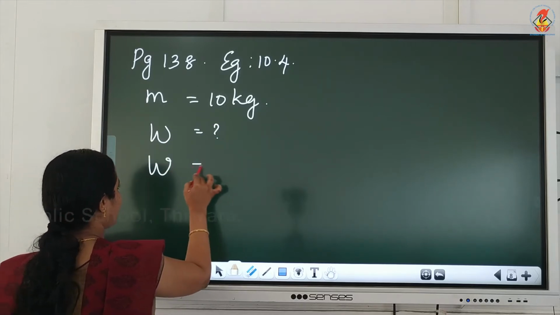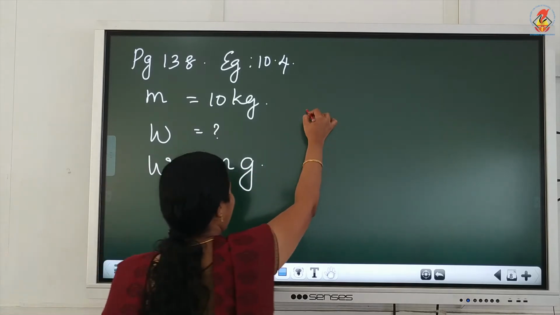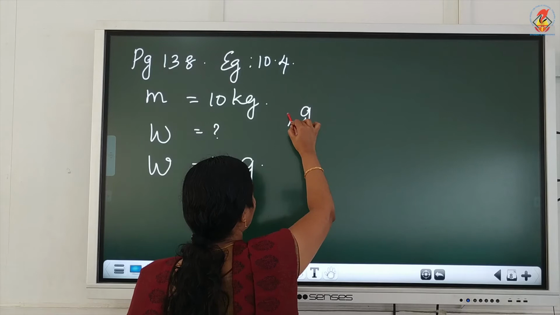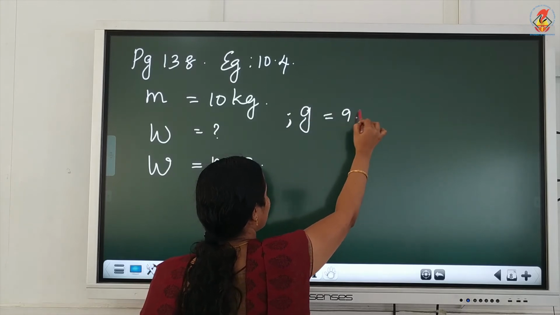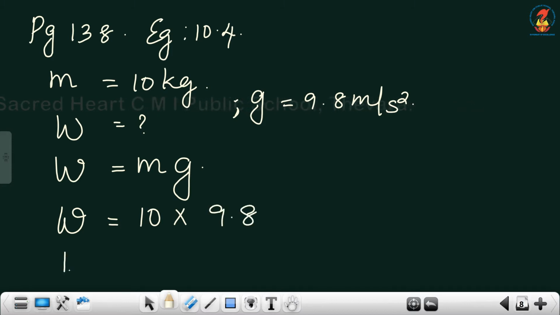To find weight, the formula is m into g. And we know that acceleration due to gravity on the surface of earth is equal to 9.8 meter per second square. Now substituting the value, we get W is equal to mg, that is mass is 10 kilogram, into acceleration due to gravity is 9.8. So you will get the weight of the object as 98 Newton.